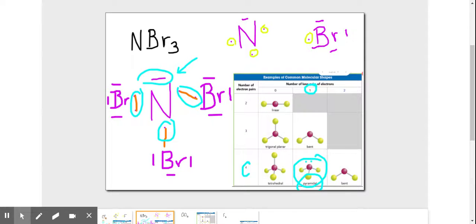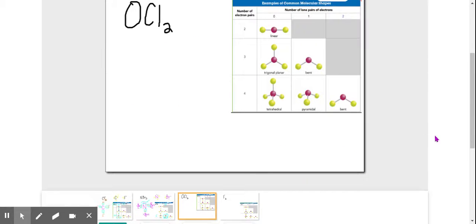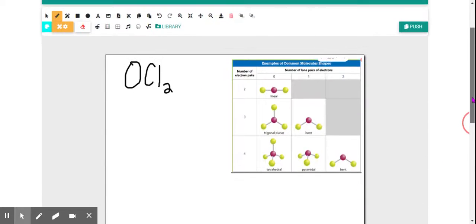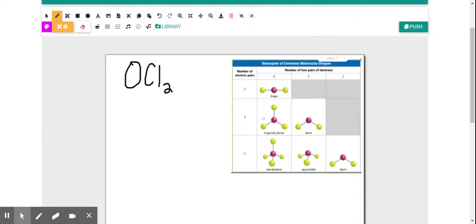All right, I guess I have 2 more. We're going to do OCl2. Let's change colors. So OCl2, and I want us to get into this routine so we can just draw the elements and not have to redraw and redraw things, okay?